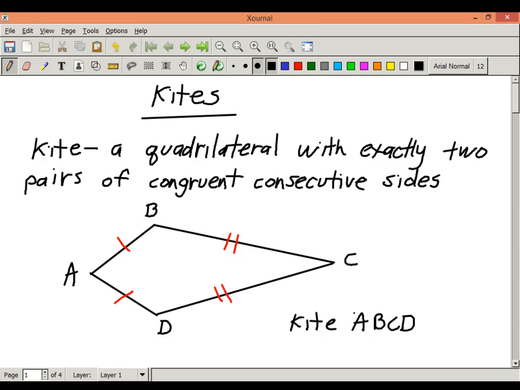So let's start with the definition of a kite. A kite is a quadrilateral, so four sides again, with exactly two pairs of congruent consecutive sides. You see side AB and side AD are congruent, they're consecutive, they're next to each other. And then a different pair of consecutive congruent sides: side BC and side DC are congruent and consecutive. So you can see that it does look like a kite, but that's your mathematical definition.